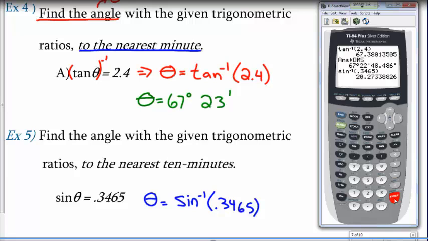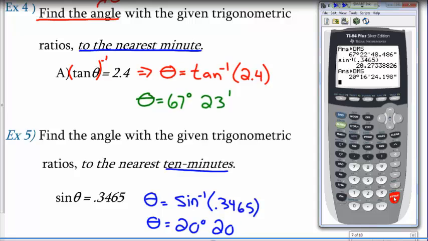Now remember, we're looking for theta to the nearest 10 minutes. So we need to use our DMS mode, and this gives us our degrees, minutes, and seconds. We're looking to the nearest 10 minutes, so the degrees stay the same. Theta is equal to 20. And now you just have to look at your minutes and say, does that round up to 20 or round down to 10? Well, 16 is closer to 20, so I'm going to say it's 20 minutes.